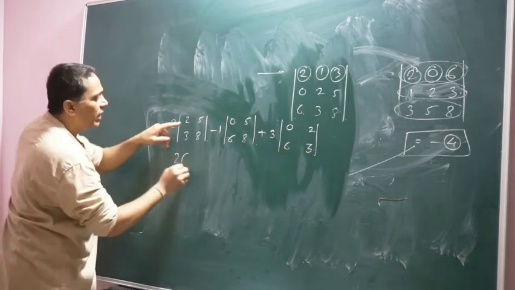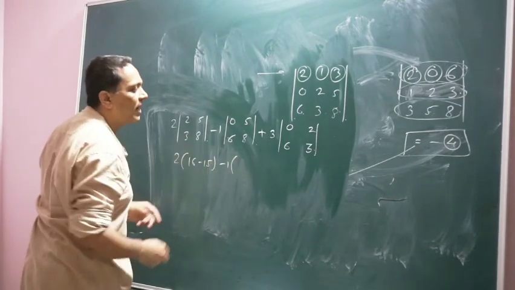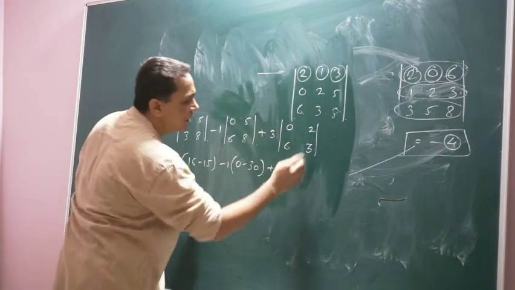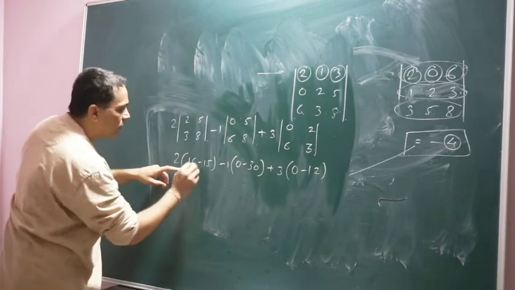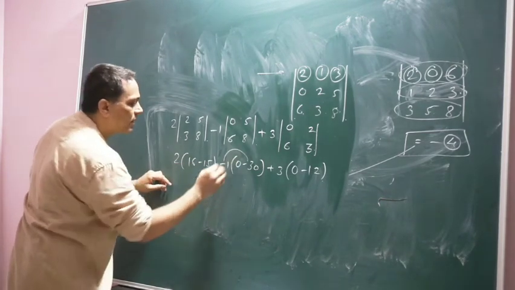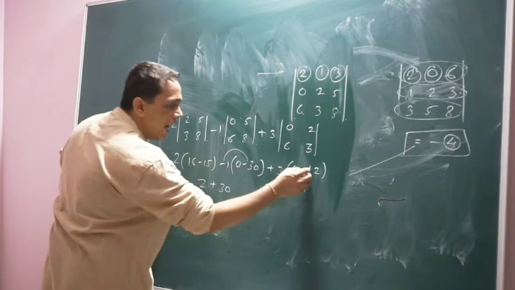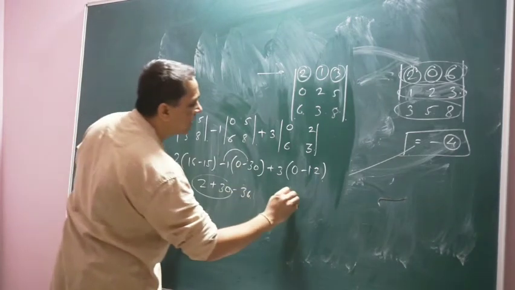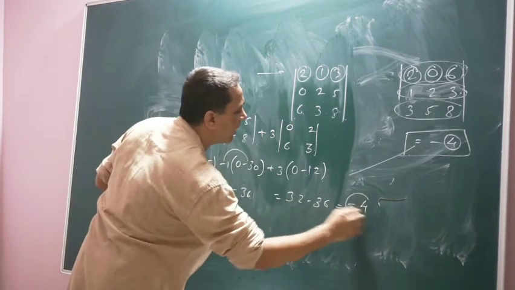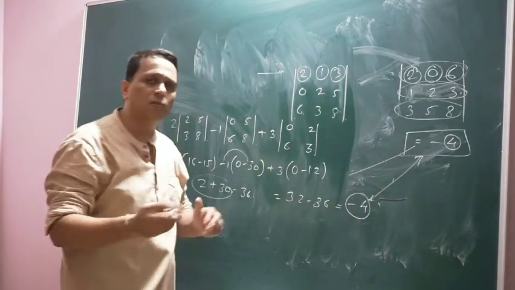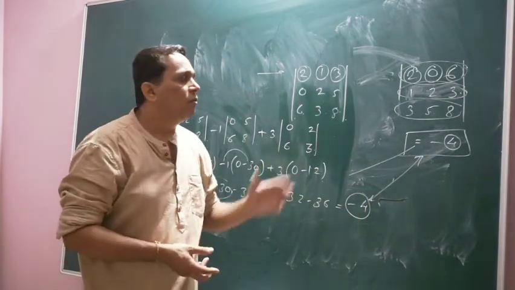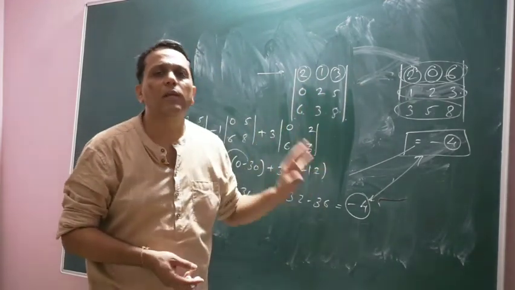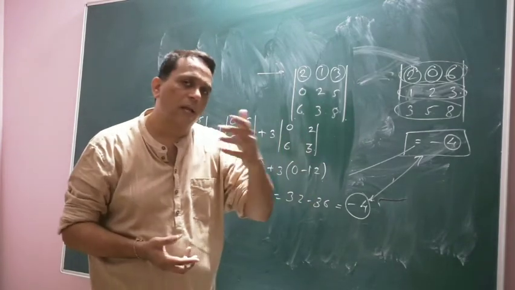Now let's find the value. 8 2s are 16, minus 3 5s are 15, minus 8 zeros are 0, minus 6 5s are 30, plus 3 zeros are 0, minus 6 2s are 12. So this is 1, 2 1s are 2, minus into minus is plus, 3 1s are 30, and this is 12, 3s are 36, plus into minus is minus. 32 minus 36. So the answer is -4. The original answer was also -4. So this is the property that if we change all the rows into columns, still then the value of the determinant remains same. Now we will look at our next property.